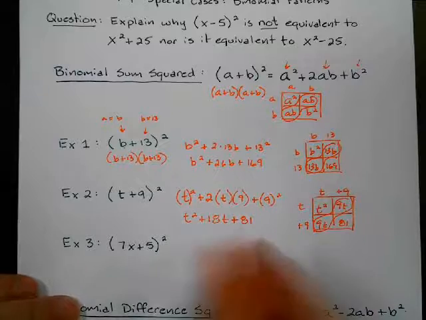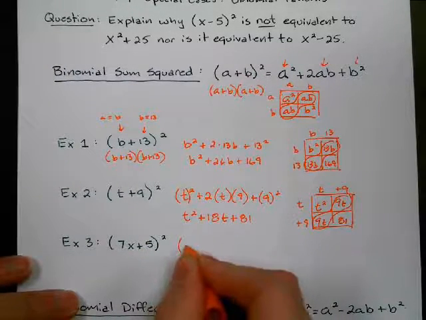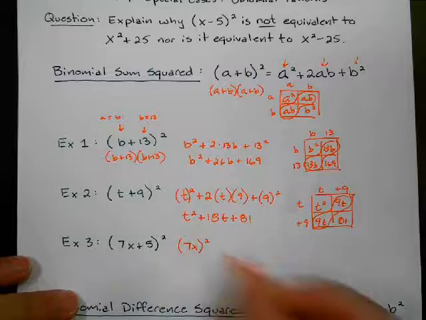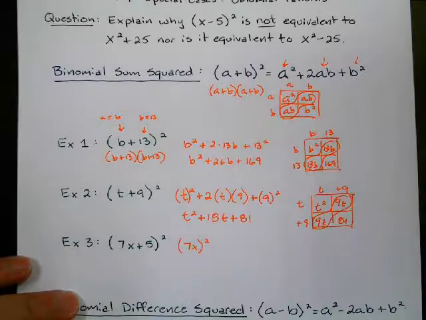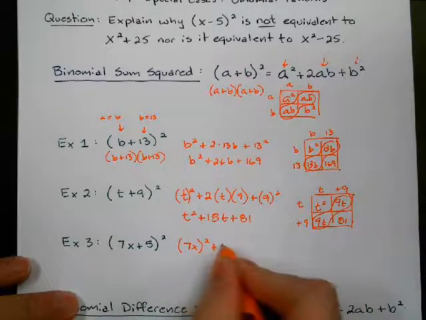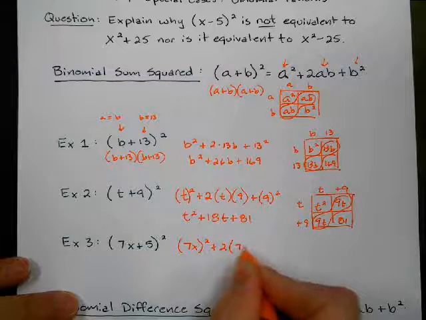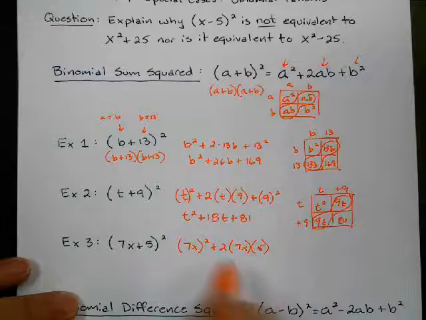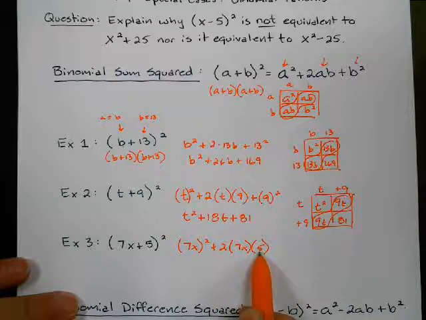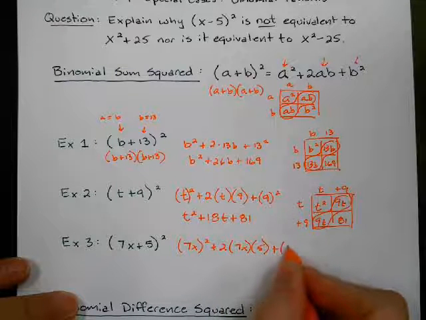Okay, so this one, I'm going to do 7x squared because it's the first term squared. And then I'm going to do plus 2 times 7x times 5, because this is 2 times a times b. And then we're going to do plus 5 squared at the end.